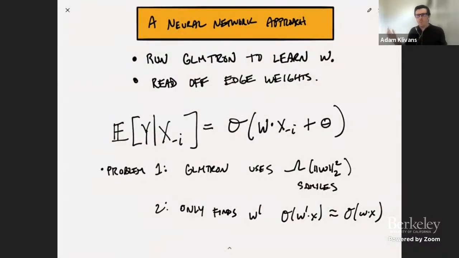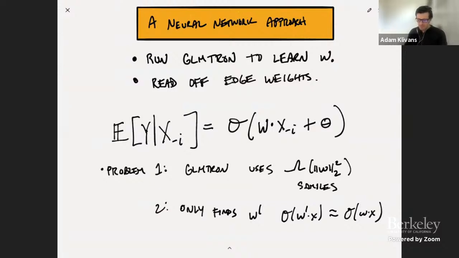Okay, so why don't we do just that? Let's view this as simply a problem of learning a generalized linear model, just learning a single activation. And we'll run glmtron, from the beginning of this talk, to learn W, and we'll just read off the edge weights. Well, there are two problems with this. And the first one is the bigger problem.